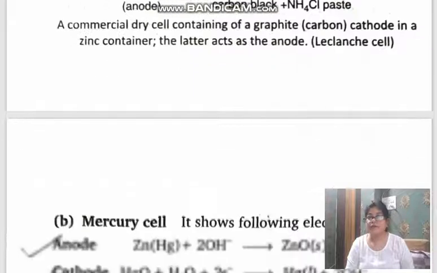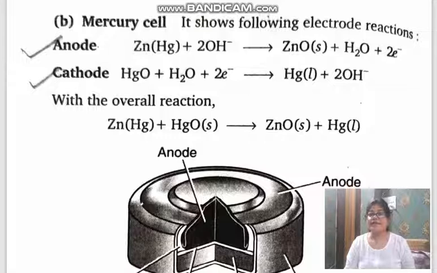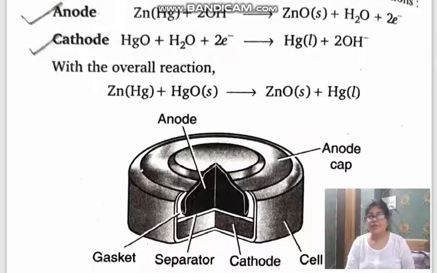Now next, the mercury cell. Now we study the mercury cell. Mercury cells are generally known as button cells because they are of a small size and have a shape like a button. You can see over here, this is the top and this is the shape of a button. Now here also we have zinc at the anode but at the cathode we have mercury. So here zinc, the reaction goes like this. The overall reaction is zinc and mercury oxide converting into zinc oxide and mercury.